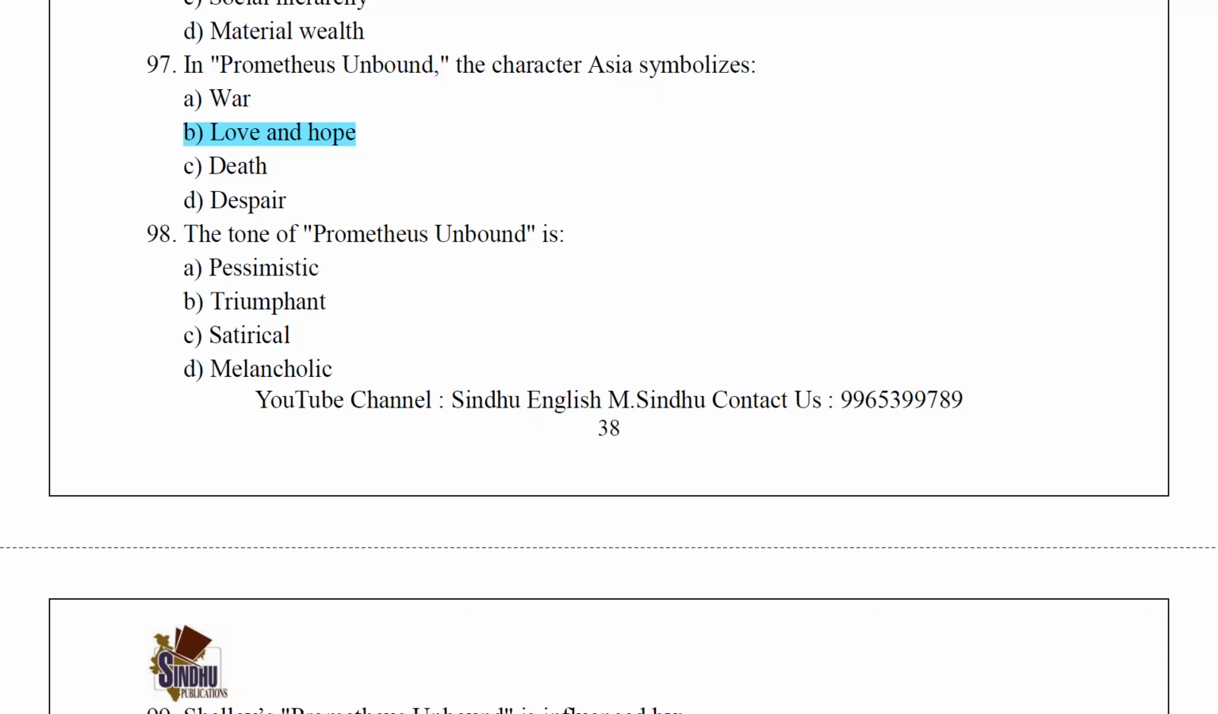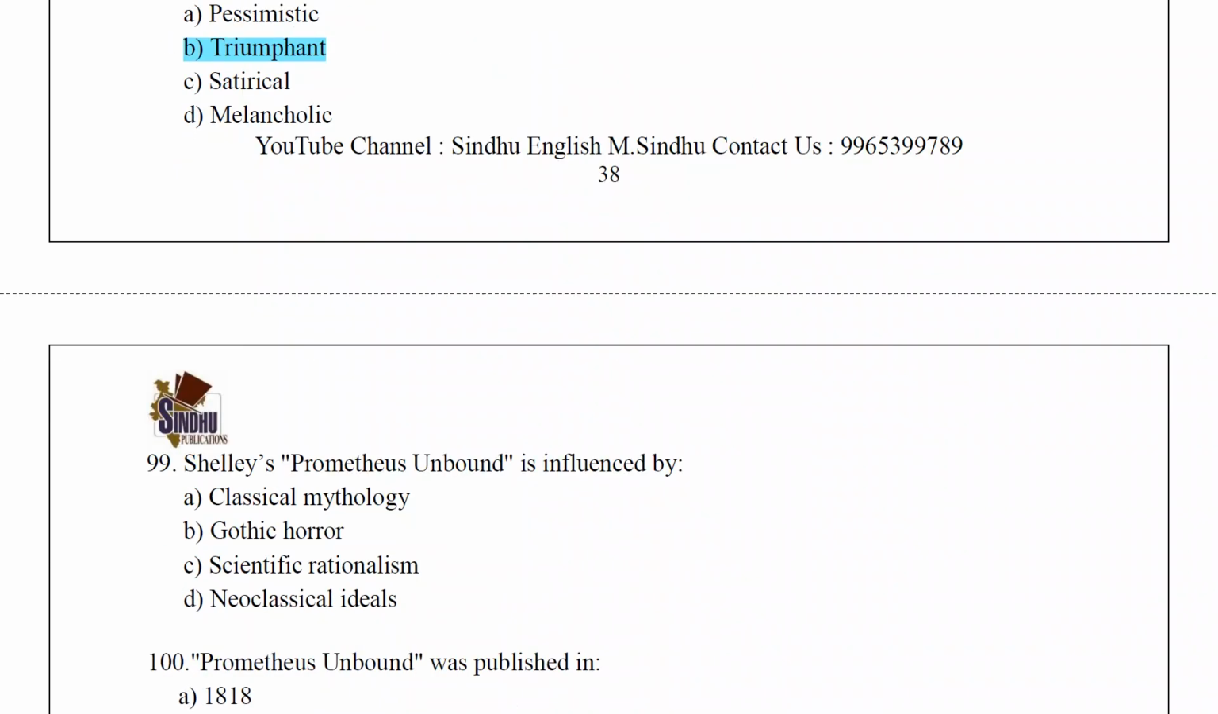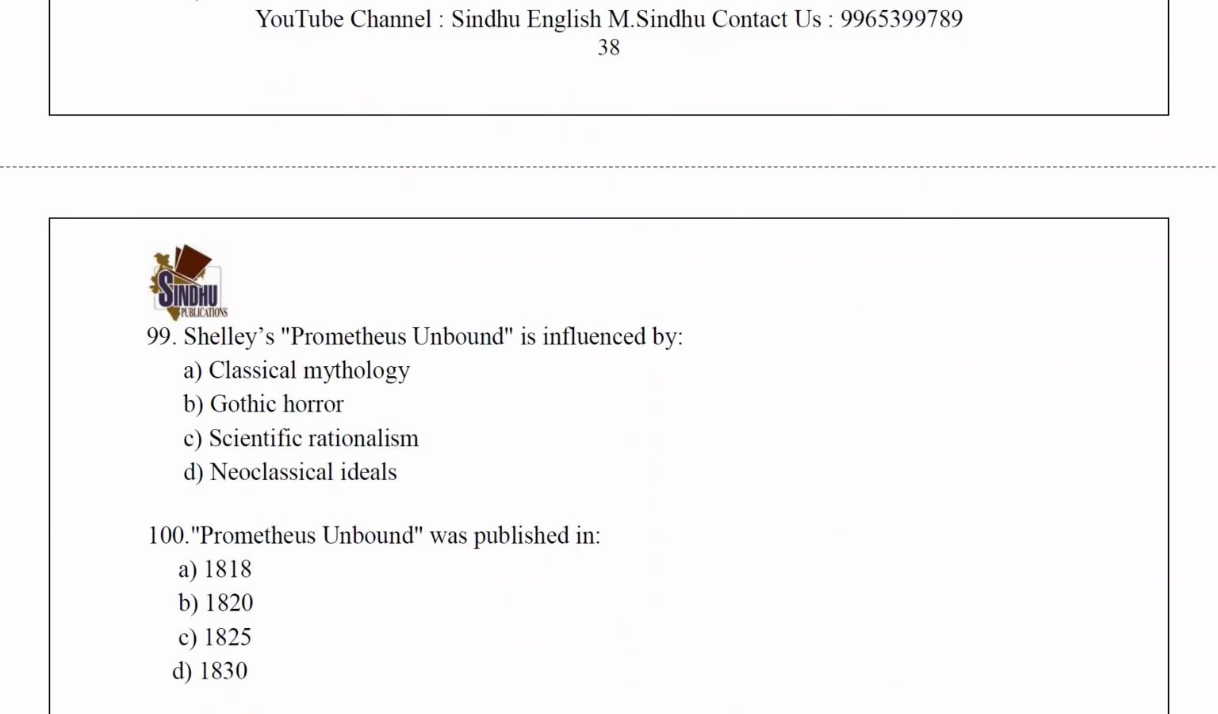The tone of Prometheus Unbound is triumphant. Shelley's Prometheus Unbound is influenced by classical mythology. Prometheus Unbound was published in 1820.